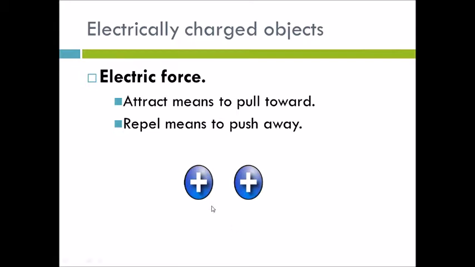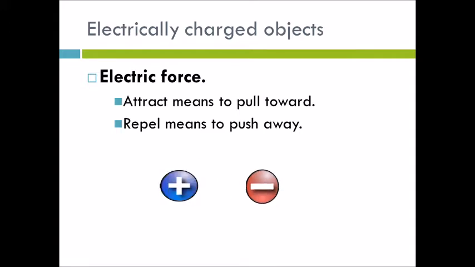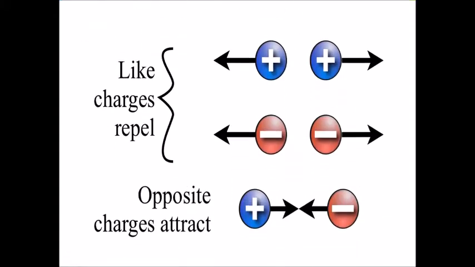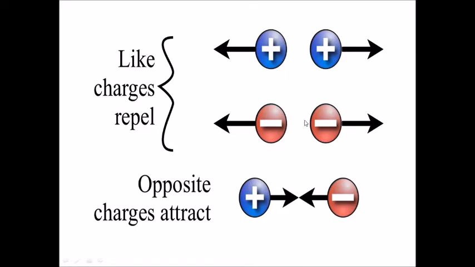Now, if I have two objects that are positively charged, they will repel each other. And if I have two objects that are negatively charged, they will also repel each other. But if I have one positively charged object and one negatively charged object, they will attract each other. So positive and positive repel, negative and negative repel, positive and negative attract. Same charges repel, different charges attract.